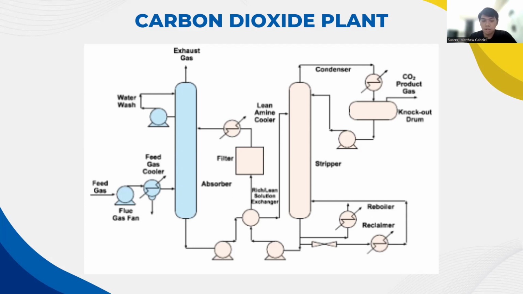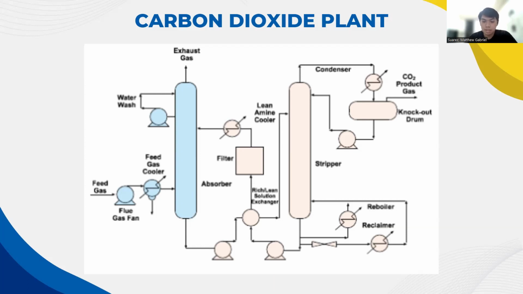Next is the stripper operation. The rich absorbent solution, which now contains the chemically bound carbon dioxide, is pumped to the top of a stripper using a heat exchanger. The regeneration of the chemical absorbent takes place in the stripper at elevated temperatures that are typically between 100 to 140 degrees Celsius and pressures ranging from 1 to 2 bar. Heat is supplied to the reboiler to maintain the necessary regeneration conditions.